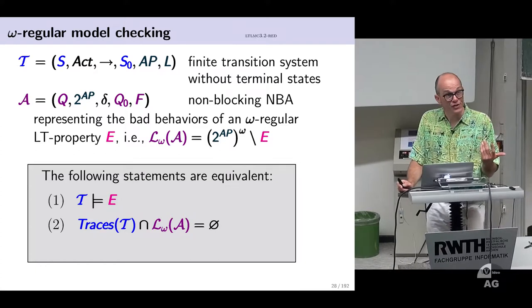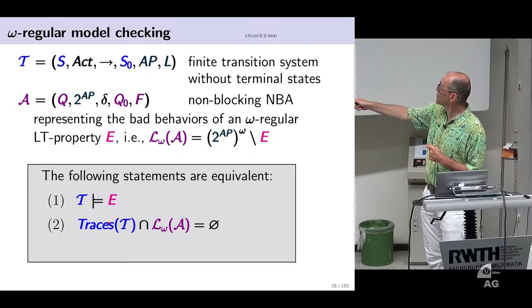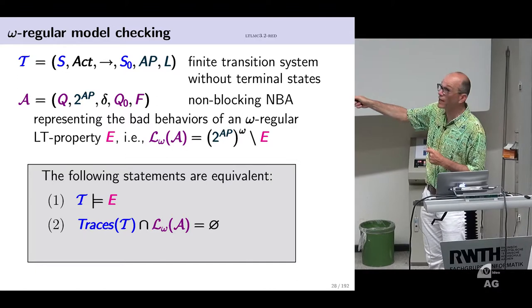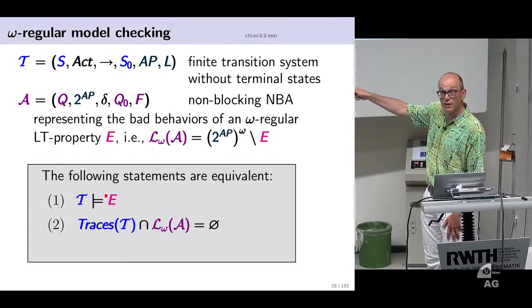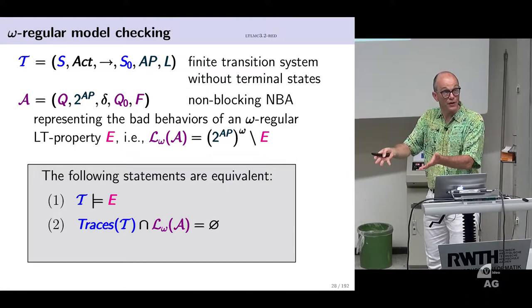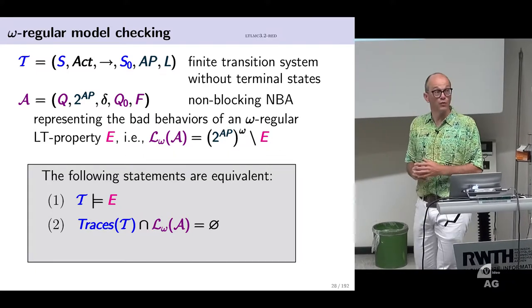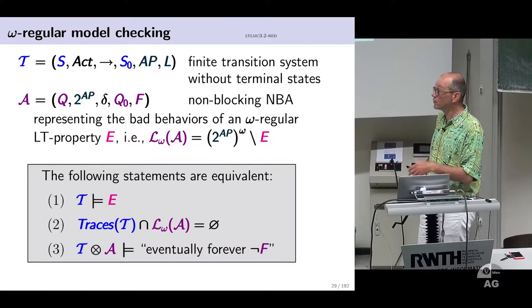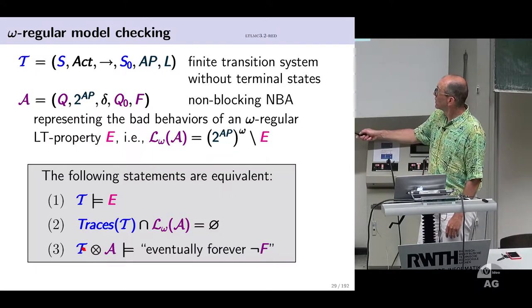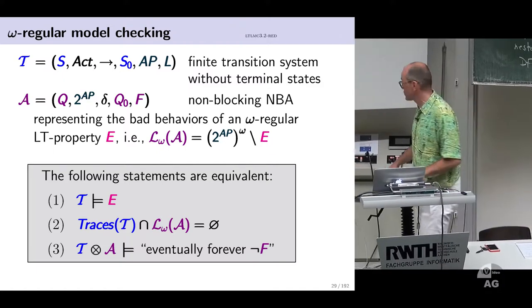This is intuitively not so hard to see. Yeah, I mean, if this automaton accepts everything which is bad, then it means that if the transition system can generate something which is bad, then of course it violates the property. Vice versa, if the transition system violates the property, it needs to be able to produce a trace which is bad, which means it needs to be accepted by this bad automaton. So I think the equivalence between 1 and 2 is relatively easy to see. And now it's also equivalent to 3. So 1 is equivalent to 2 and also equivalent to 3. And that means the product of T and this bad automaton satisfies the property eventually forever not F. And here I would like to spend some words to show you why this is the case.